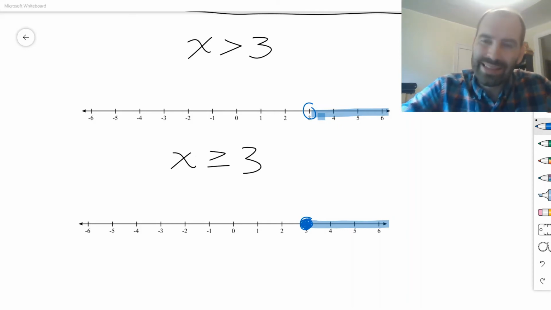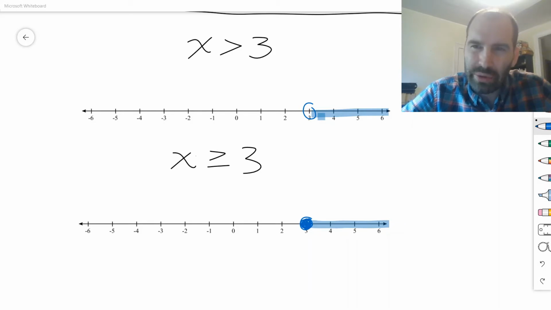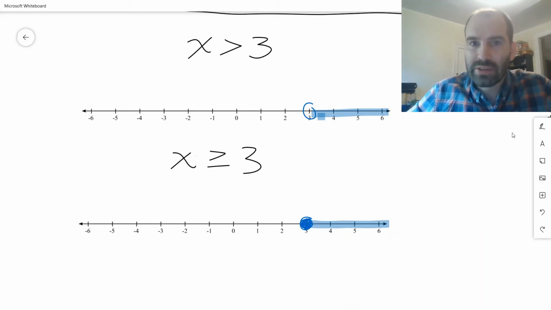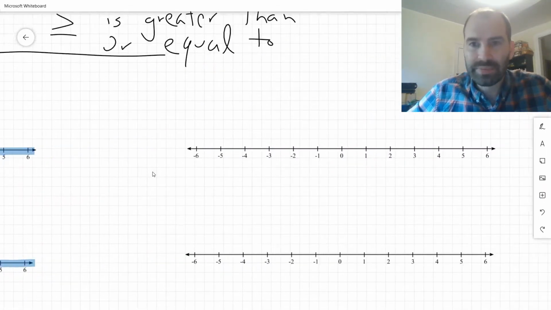So that's indicating that we could also be at 3. By leaving the dot open, I'm indicating that no, we're not allowed to be at 3. We just have to be only to the right. But this is allowing all numbers greater than 3 or equal to. Okay, let's look at some other ones here.